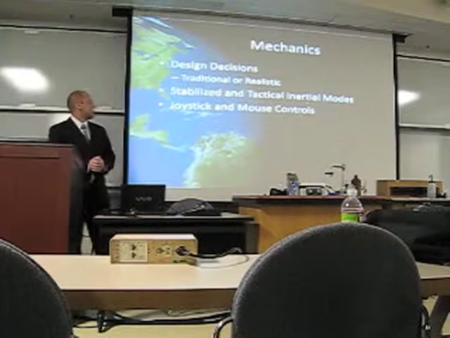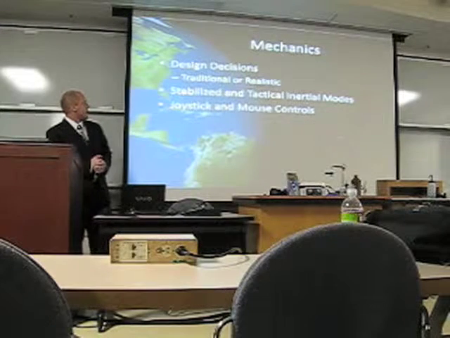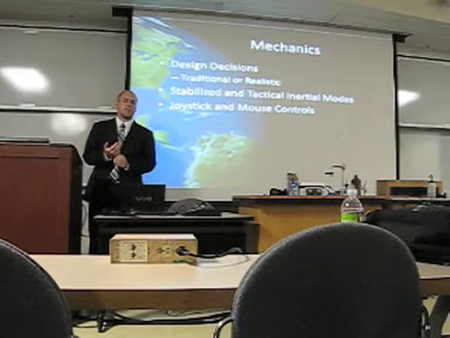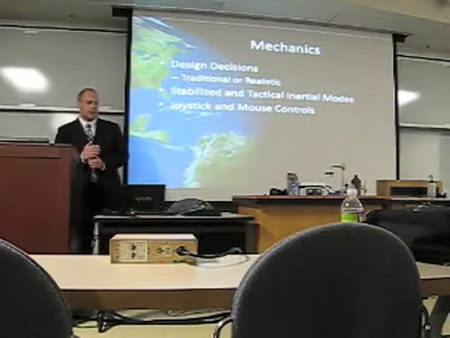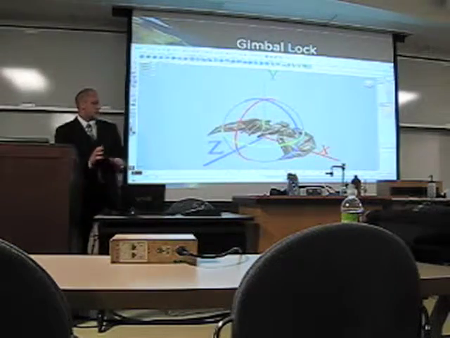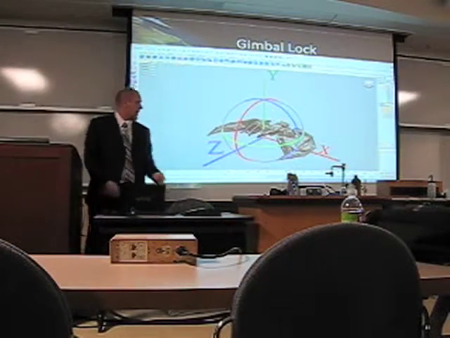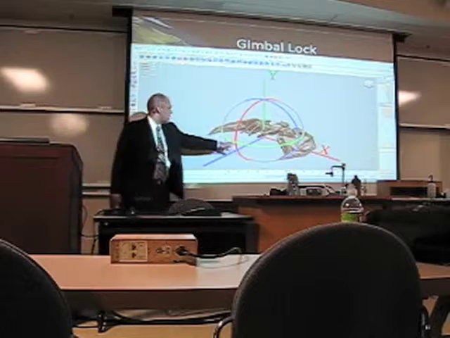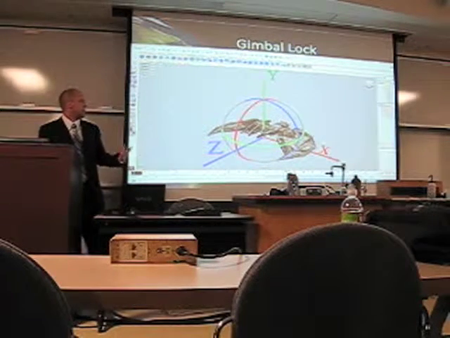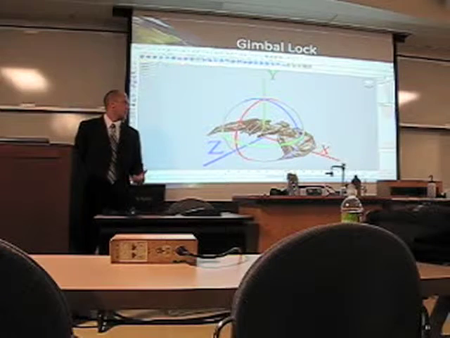We do actually have joystick and mouse controls used for this, and when we started implementing this, we found an interesting problem. It's a problem known as gimbal lock. And I'm going to attempt to explain this to you. Gimbal lock occurs because of this situation. We have these sets of what are called gimbals. Essentially, what a gimbal does is it describes the rotation of a body about an axis.